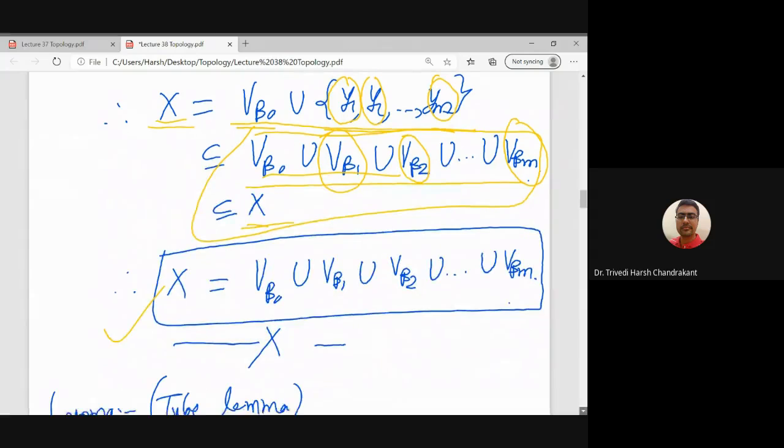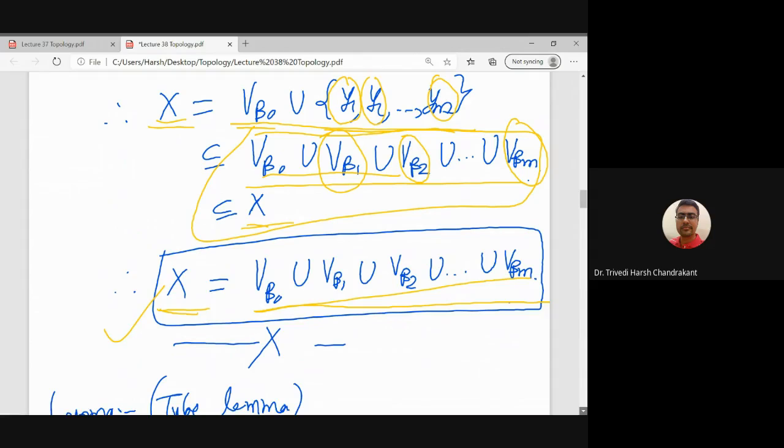So what we proved is that we have written X as a union of finitely many open sets from the collection V beta, and this is possible for every collection V beta which we choose, which covers the space X. So whatever open cover V beta of X you give, I will choose a finite subcover in this way which covers the entire space X from that cover. So therefore we have verified the definition of compactness.